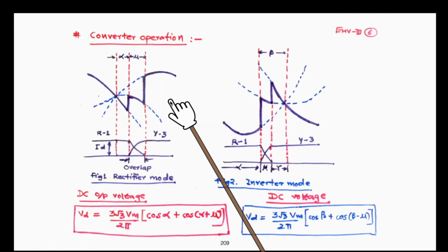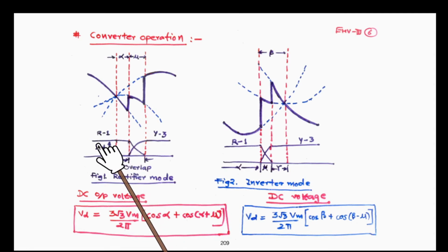Similarly, you can see at the bottom the DC current waveform. This indicates that phase R and thyristor 1 is in conduction, and it will be transferring the current to thyristor 3 in the three-phase bridge. So there is a transfer of current from thyristor 1 to thyristor 3.